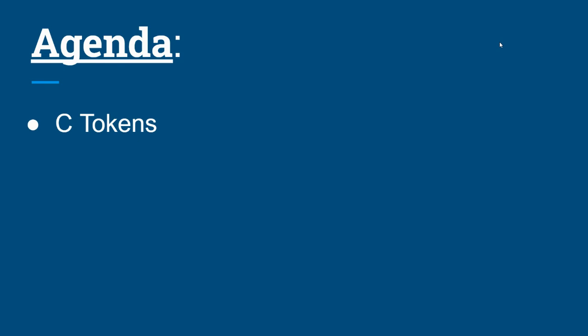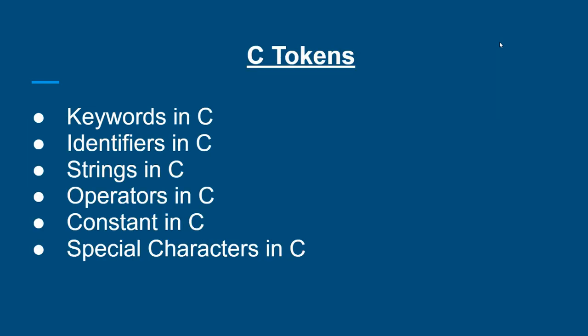Now we look into the different types of tokens in C language. So what are those? They are keywords, identifiers, strings, operators, constants, and special characters in C. We already explored operators in the last class. Regarding strings, we're going to look into them in upcoming videos, so no need to worry about that right now. The other things we're going to explore right now.